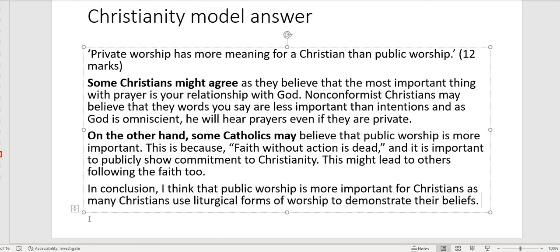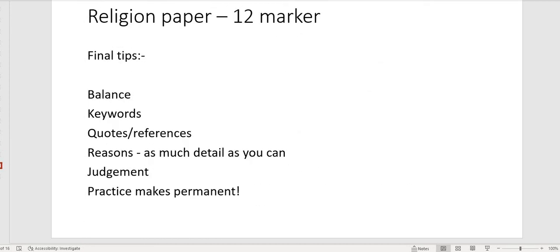And I'm going to leave it there, but let me just finish with some final tips. All right. Balance. Keywords. Quotes and references if you can. As much detail as you can. Include a judgment, and practice makes permanent. Now you try.